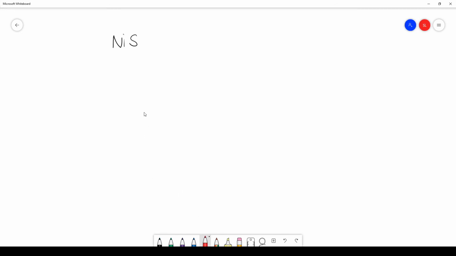NiS. So I'm going to color code my cation and my anion, and then I'm going to write down the symbols. The symbol for the cation is Ni, and the symbol for the anion is S. So this is kind of the opposite of the previous example. In the previous example, both ions were polyatomic ions, and in this example, both ions are monatomic ions. So I don't even have one polyatomic ion here.